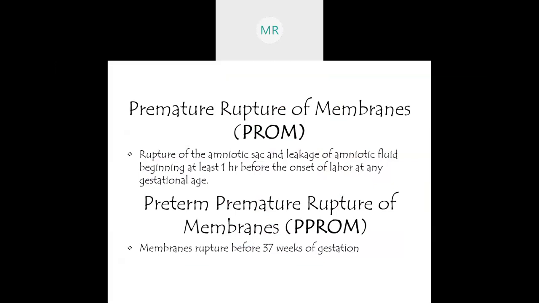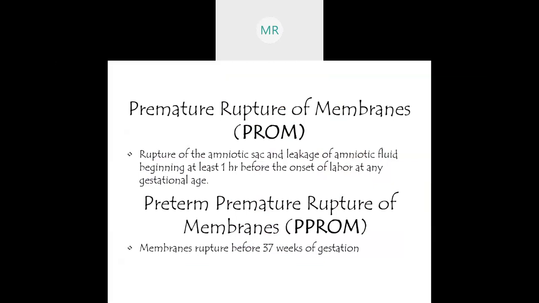And that brings us to our next topic, which is premature rupture of membranes, which is PROM. This is rupture of the amniotic sac and leakage beginning at least 1 hour before the onset of labor at any gestational age. But then we put a P in front of it for preterm premature rupture of membranes, PPROM, when the membranes rupture before 37 weeks.